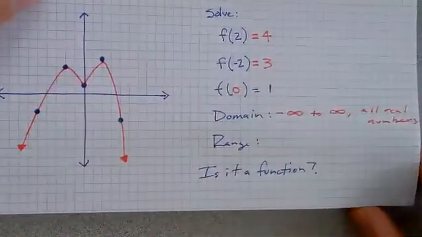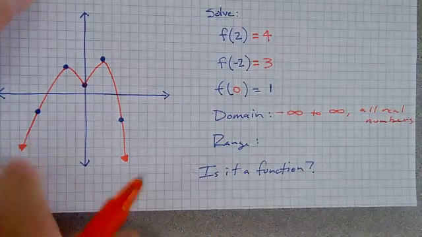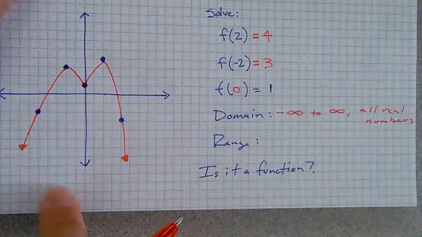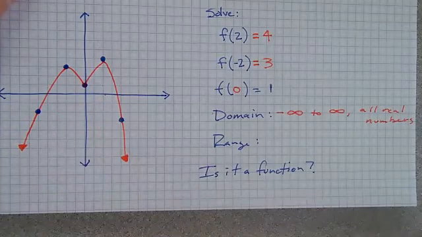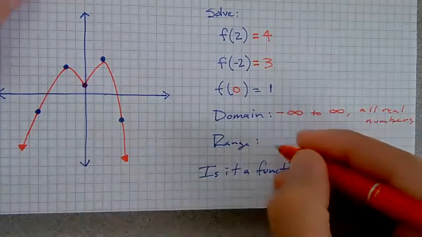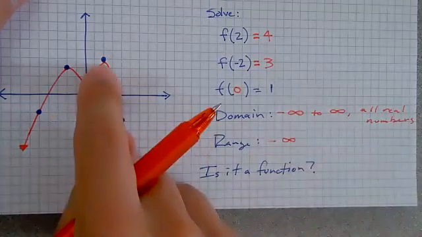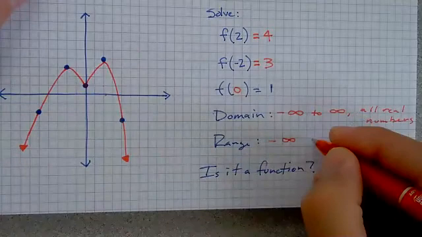Okay, your range, it's lowest value first, and more people were messing up the range. Okay, they were going from the highest value to the lowest. Okay, so lowest value all the way up to its highest value. Lowest value is going to be negative infinity because it goes down forever. Its highest value is at this point right here, which is at positive 4.